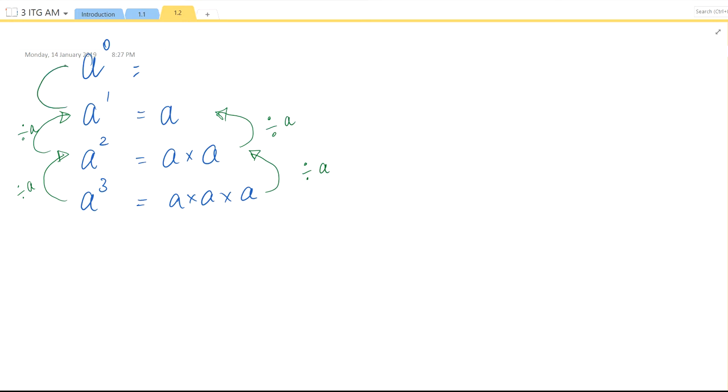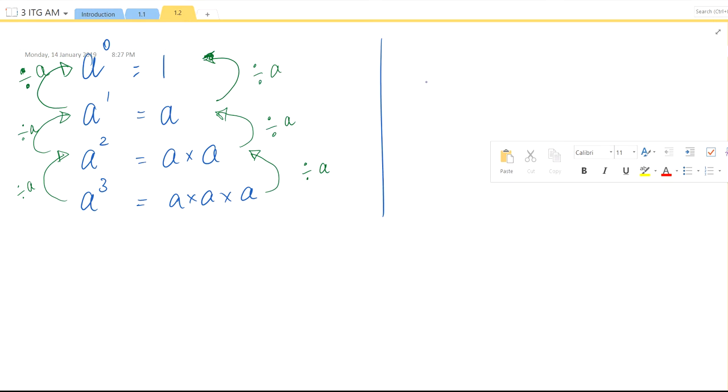If we follow the same pattern, we should be dividing by a. This time, when I divide by a, what will I get? I get 1. So regardless of the value of a, the value equals 1 as long as the power equals 0. So this is one way we can prove it. Another way is, like I mentioned, class activity number 4 on page 8. The next law that we need to know is that a to the power of 0 equals 1.